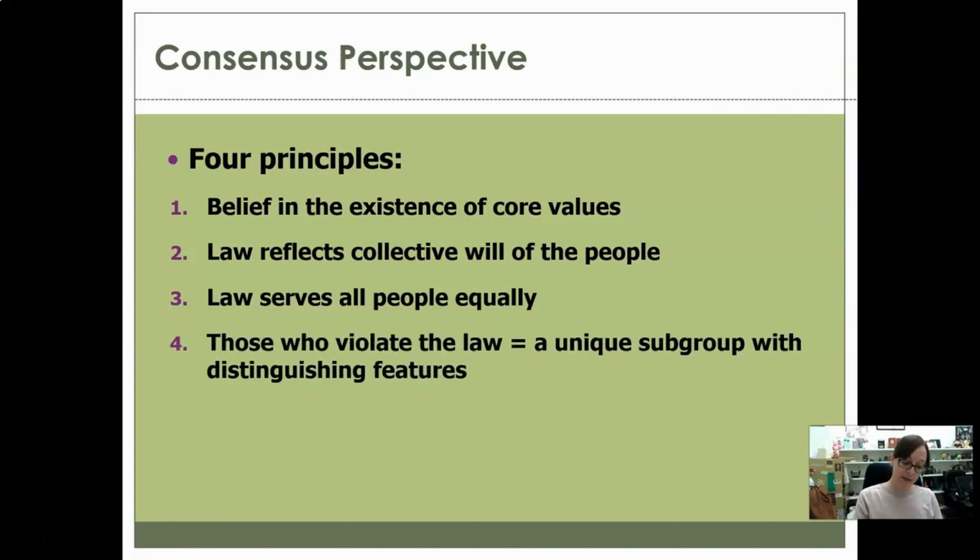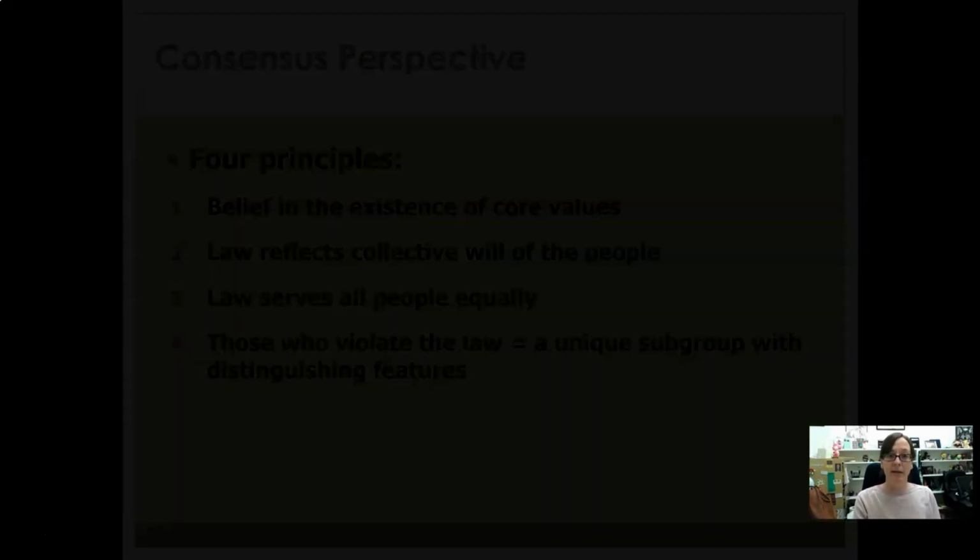From this perspective, people who violate the law are something different. They're the ones that do not fit in. They're a unique subgroup with some kind of distinguishing features that we can then study and try to figure out, to explain and predict criminality.